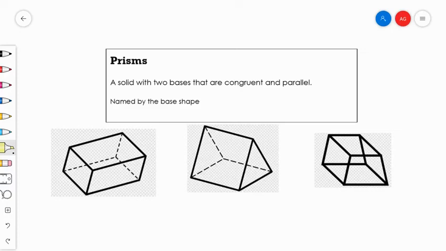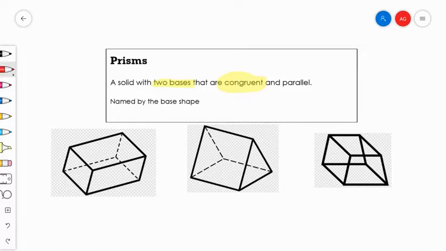Types of prisms all have one thing in common, and that's how you define a prism. A prism is defined as a solid that has two bases that are congruent, and that's the important part, that are congruent and parallel. And so the very first thing we're going to start with is, how do you name a prism?